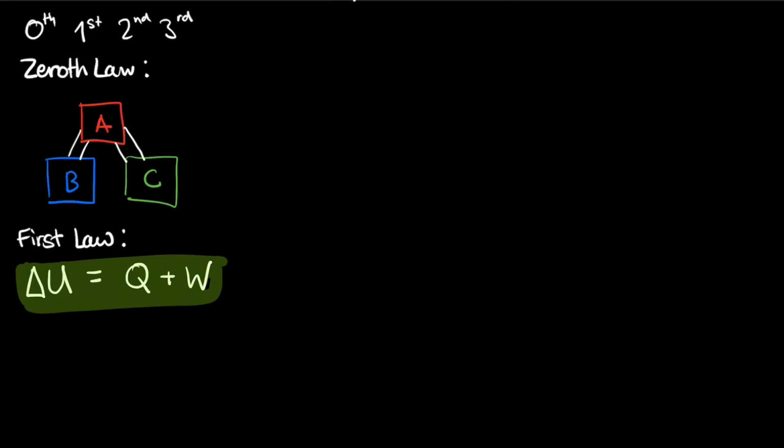Now you're probably noticing that there are no deltas in front of Q and W. That's because I've defined Q and W to be process variables, and so they don't have a delta sign, because you can't have a change in something that's already changing. So Q is the heat added to the system, W is the work done on the system. And so that is the first law of thermodynamics.